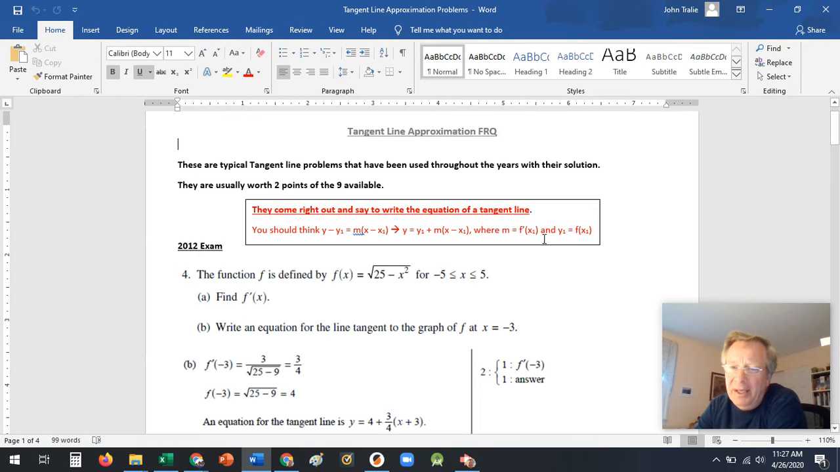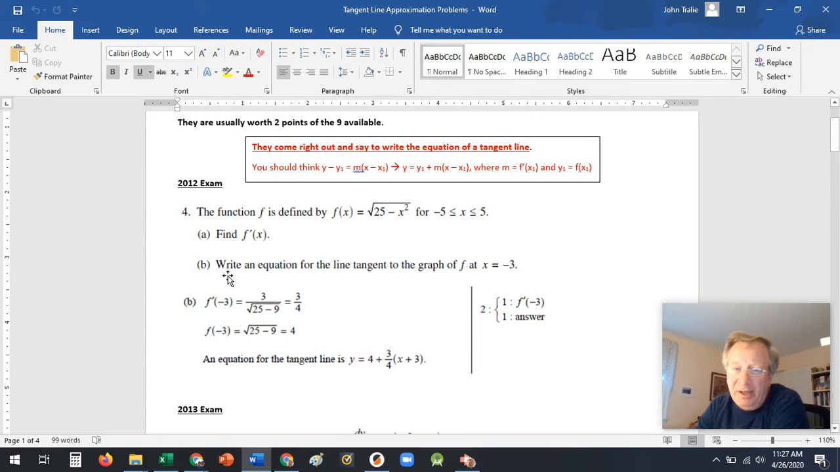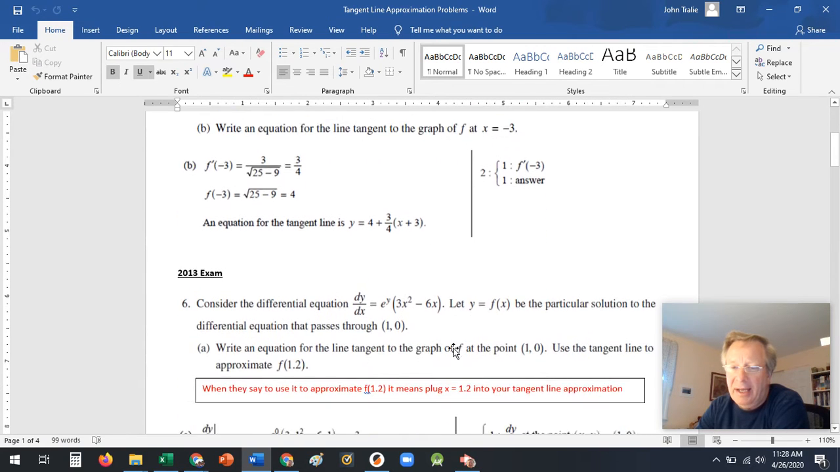Sometimes they give you x1, y1. Sometimes they give you x1 and you've got to find y1. So here it comes right out and tells you, write an equation of the tangent line when x equals negative 3. Part A of this problem had you find the first derivative. So you plug negative 3 in to find the first derivative. You plug negative 3 into the function to find y1. You write the equation of the tangent line.